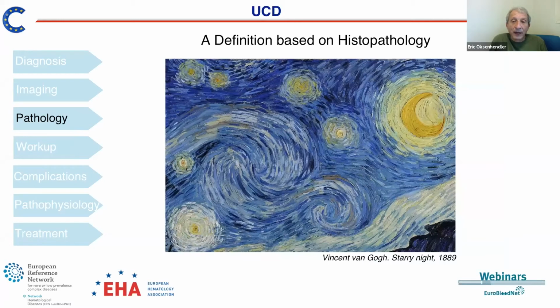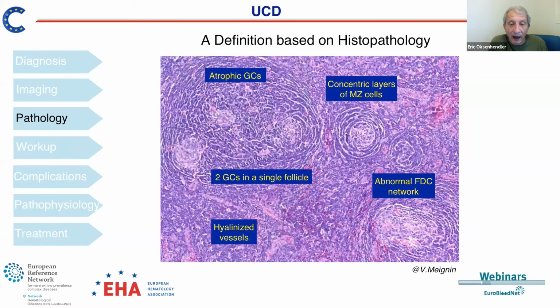So let's come now to the histopathological diagnosis. This is a Castleman disease as seen by Vincent van Gogh at the end of the 19th century. And this is what we can see now. I know you have already seen the pathological aspects of Castleman disease during the first webinar, but I will just like to point out a few aspects.